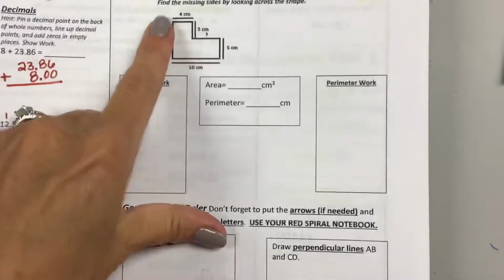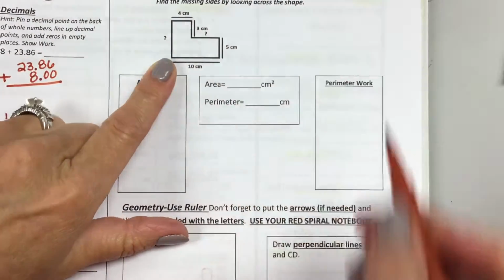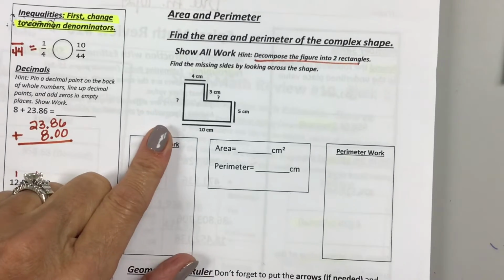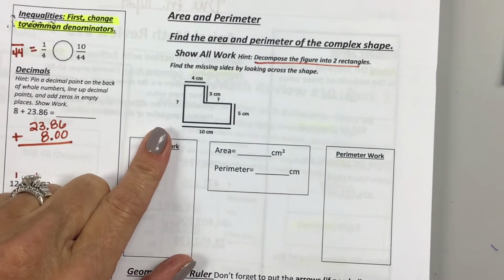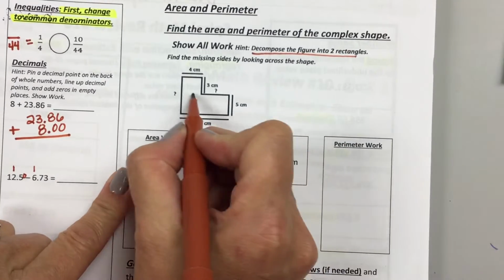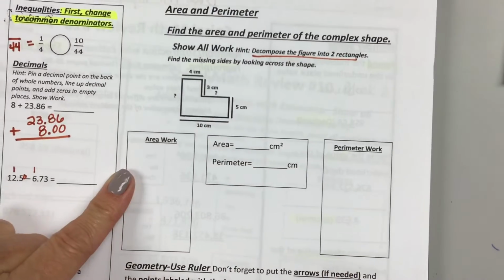Okay, over here we have area and perimeter. This says decompose the figure into 2 rectangles. What does decompose mean? Jameson. Kind of separate it. Break it apart, okay? So we can go here or here. I'll let you decide. Horizontal, vertical, what do you want to do, Gary?